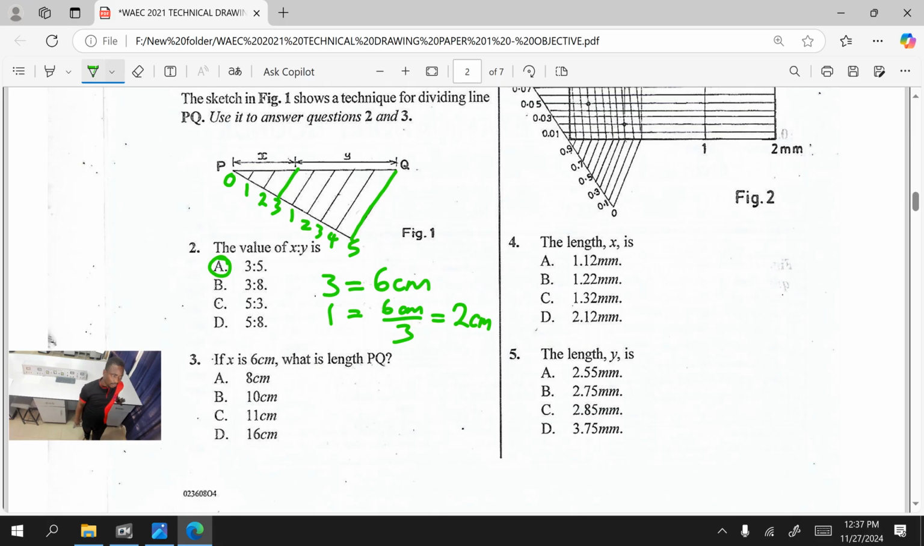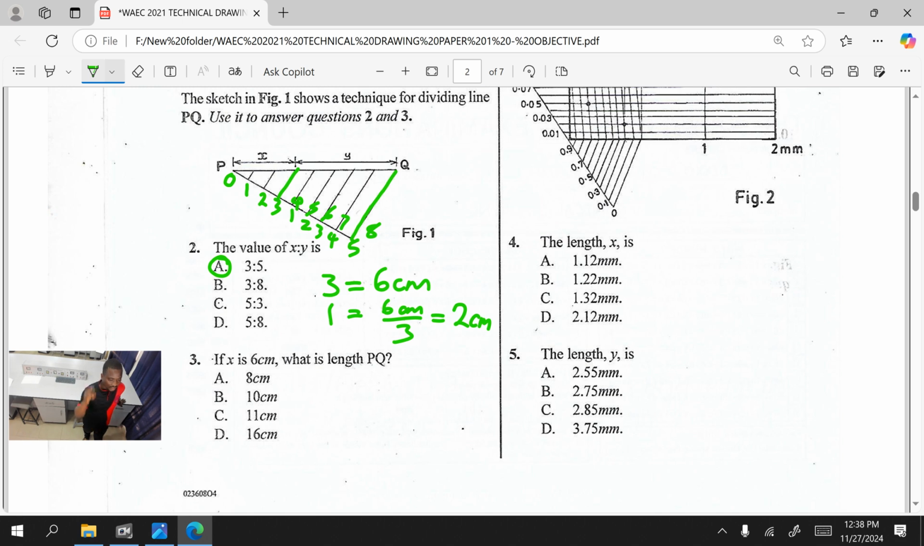What is the length of PQ? The overall length. A lot of students make the mistake of only calculating for y, or only calculating for x. Please take note. They ask you the whole length of PQ. So how many divisions do we have from P to Q? We have 1, 2, 3, 4, 5, 6, 7, 8.